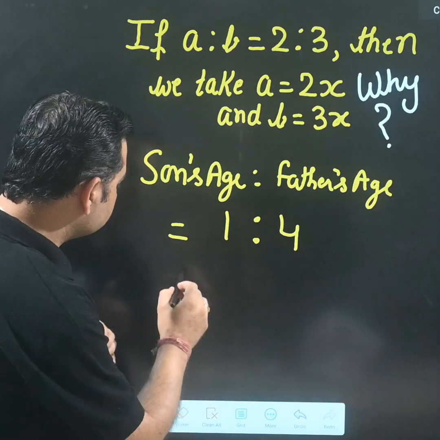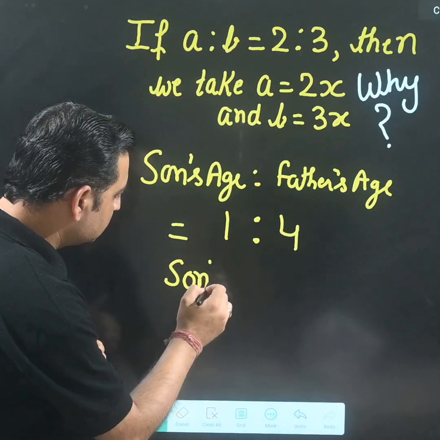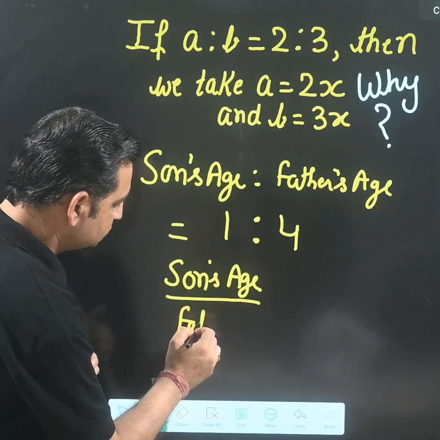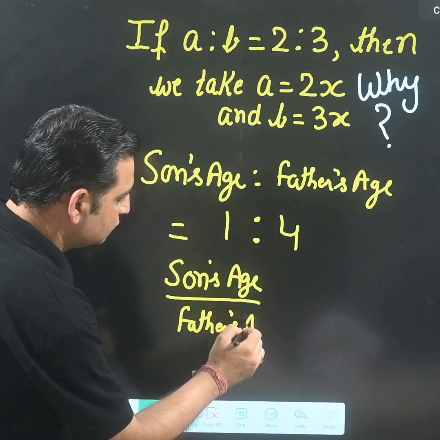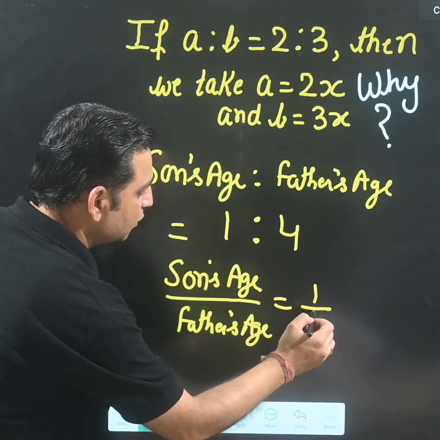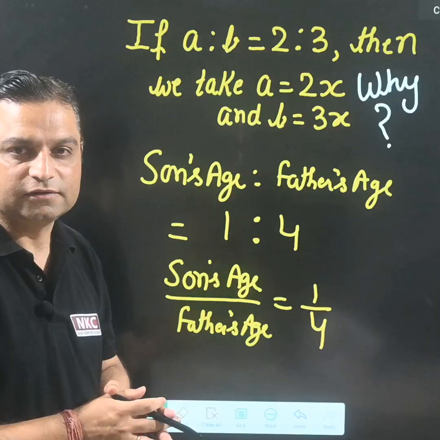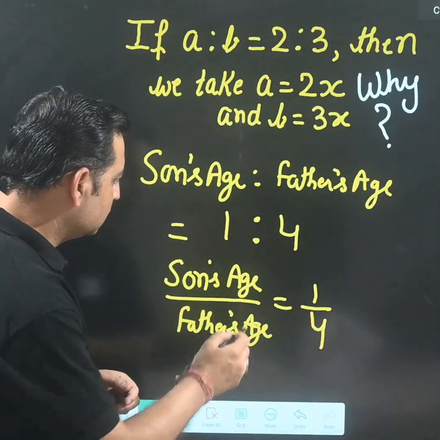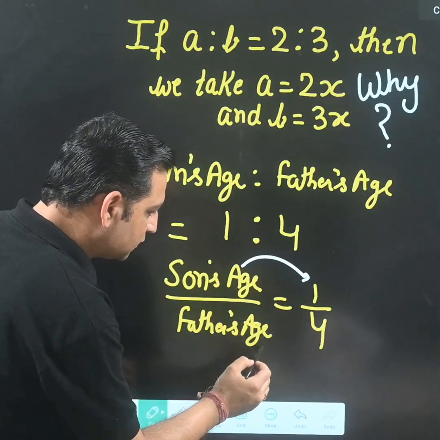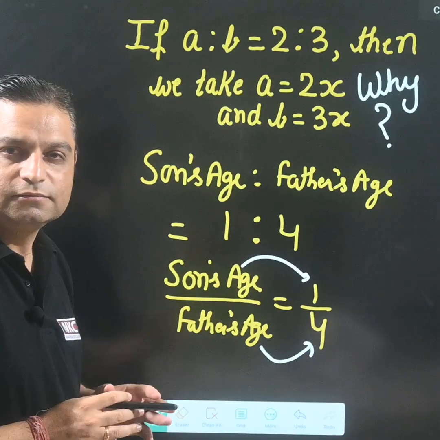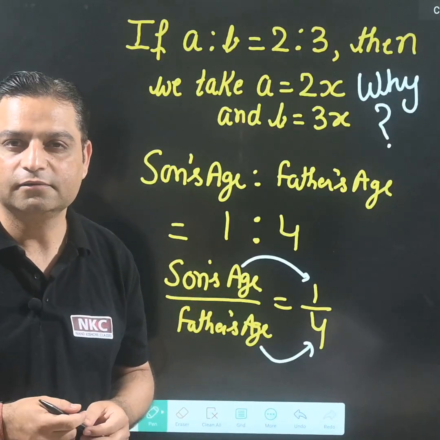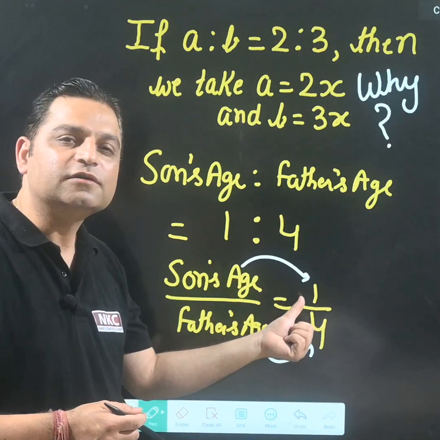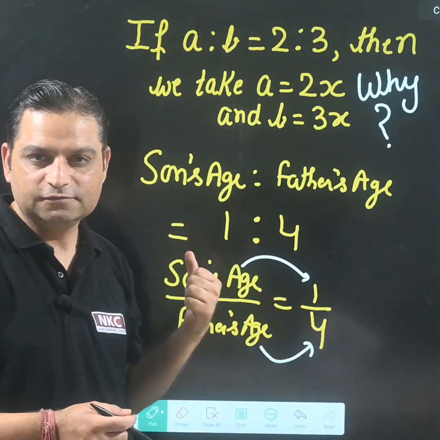This ratio can also be written like this: son's age over father's age is equal to 1 over 4. It can also be expressed in this way. But now, what do you think? Son is 1 year old and father is 4 years old. Is it possible? This is practically not possible, right? So that means son's age is something else and father's age is something else.